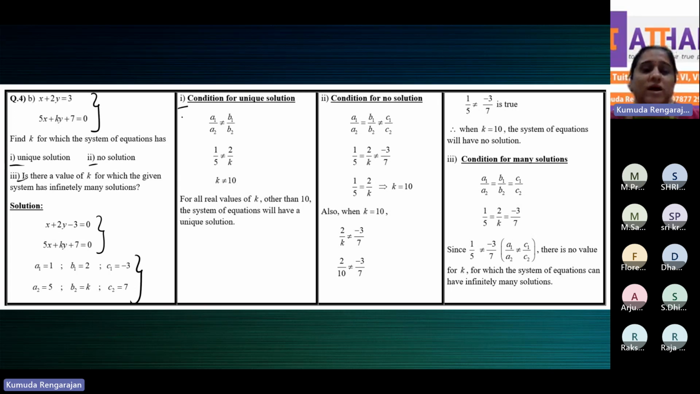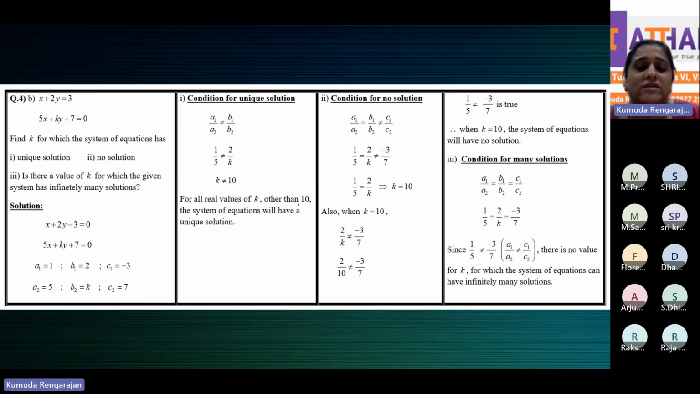Unique solution. To answer this question, you should find K for a unique solution. That is, you should find the value of K so that the system of equations has a unique solution. So write the condition. Substitute the values here. See here, you have A1, A2, B1, B2. Substitute. Solve it. So you'll have to cross multiply. K not 10. So for all values of K other than 10, because K should not be 10.